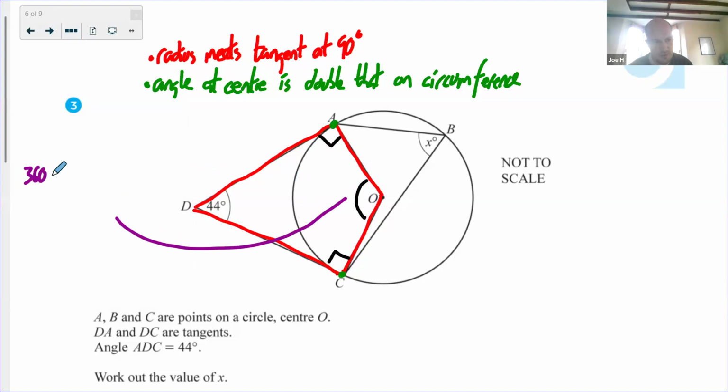360, take away 90, take away 90, take away 44. So that's 360 take away 224, which is 136 degrees. Okay. So that angle at the center there is 136 degrees. I've used my red point pretty well there.